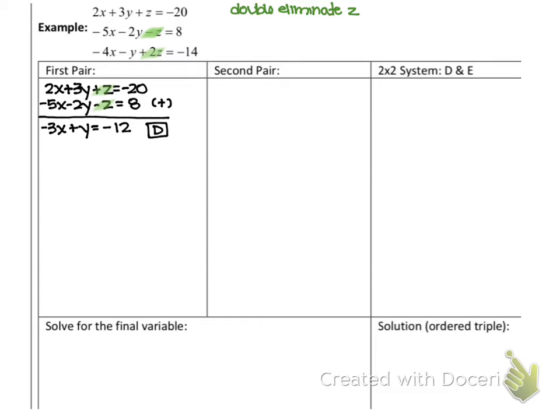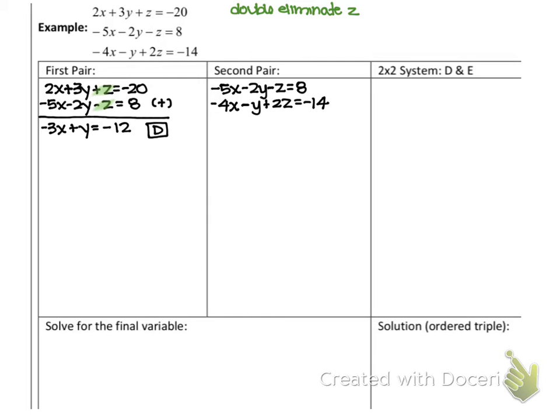So I'm going to bring down my second equation: negative 5x minus 2y minus z equals 8, paying very close attention to my equations here. Let's erase that. Get rid of this as well.